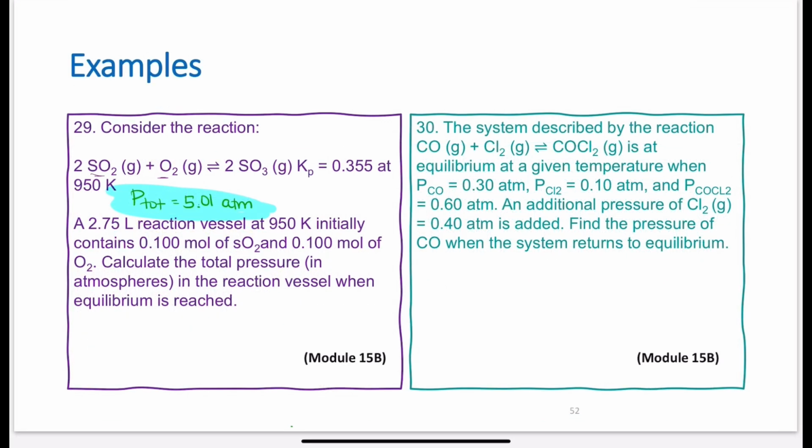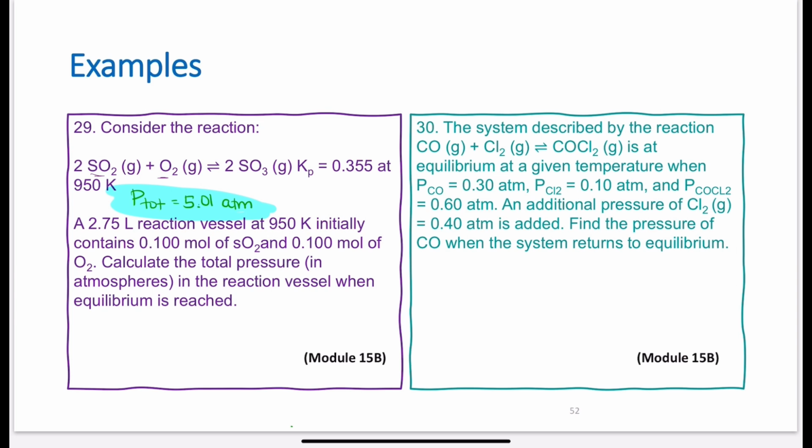Okay, last question. The system described by the reaction CO gas plus Cl2 gas gives an equilibrium of COCl2 gas. At a given temperature, the system is at equilibrium when the pressure of CO is 0.3 atmospheres, the pressure of Cl2 is 0.1 atmosphere, and the pressure of COCl2 is 0.6 atmosphere. An additional pressure of Cl2 of 0.4 atmosphere is added. Find the pressure of CO when the system returns to equilibrium.